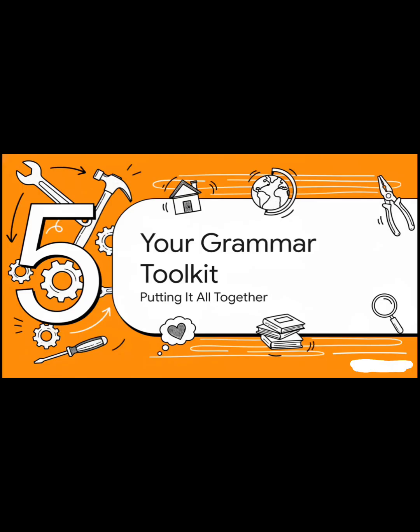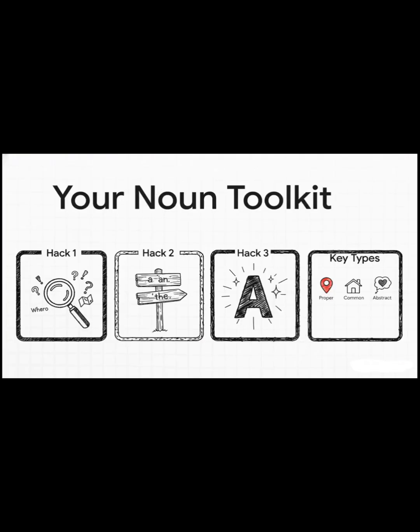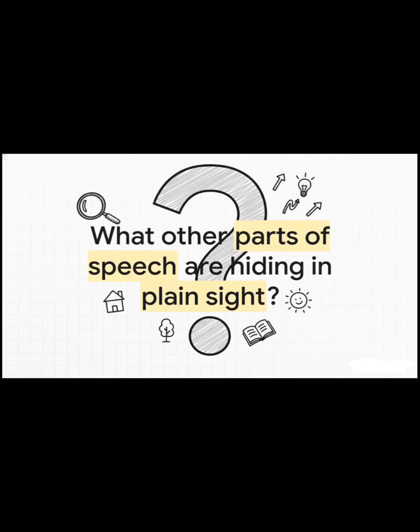Phew, we've covered a ton of ground. So, let's wrap this all up and put everything we've learned together into your brand new personalized grammar toolkit for mastering nouns. So here it is, all in one place, your noun toolkit. You've got your 3 powerhouse hacks for finding them. Ask the questions, look for the clue words, and spot the capitals. And you've got the 4 key types down: proper for specifics, common for generics, collective for groups, and abstract for ideas. With this toolkit, I promise you, you're going to start seeing nouns absolutely everywhere.